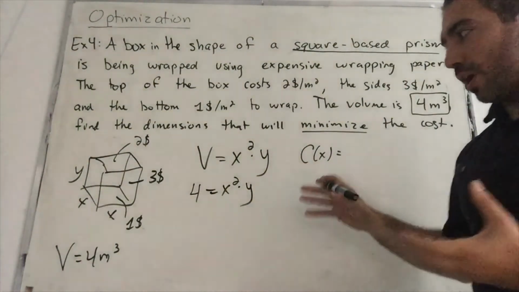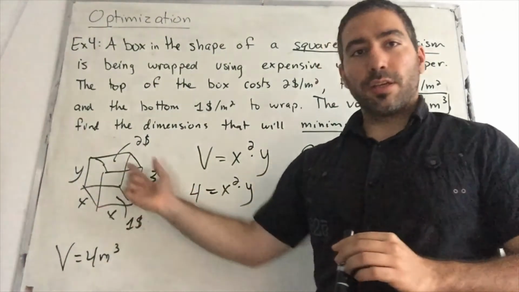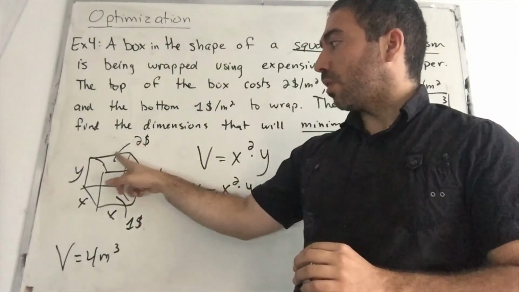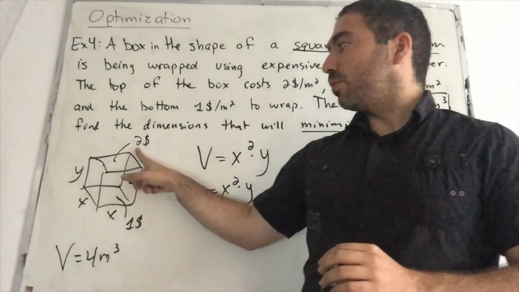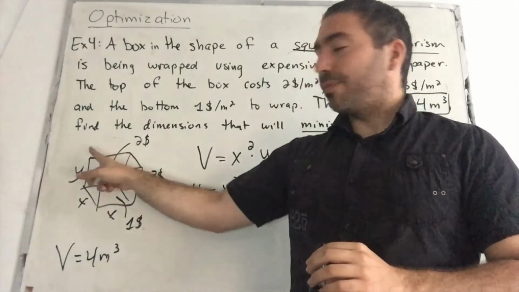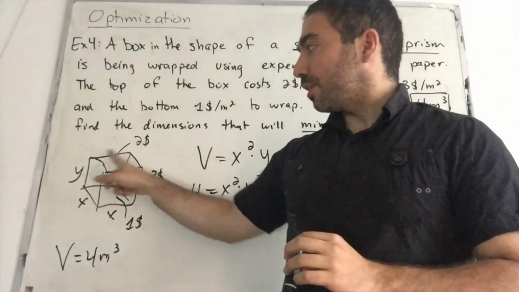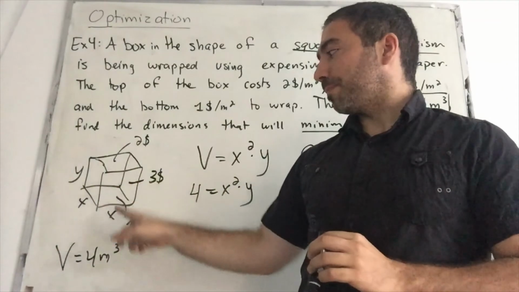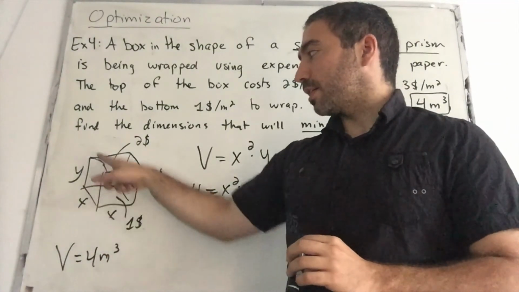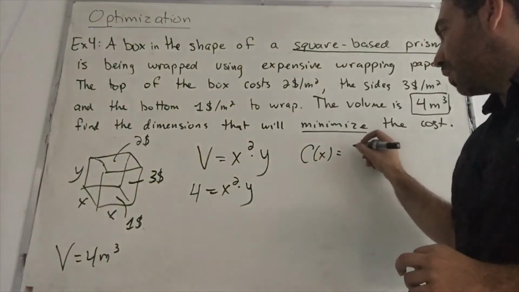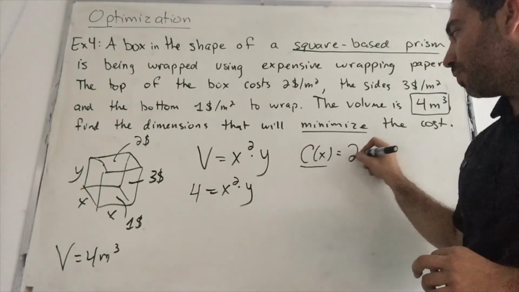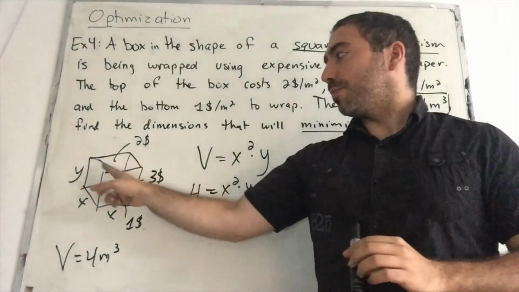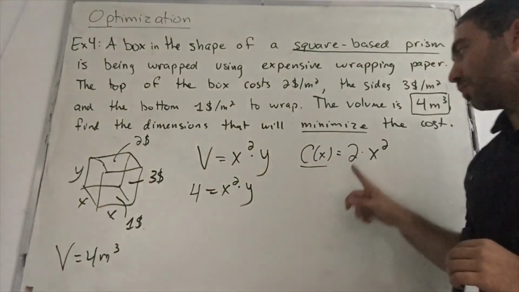But here for the cost function, how are we going to express it? Well, to figure out the cost to wrap this present, the top is going to cost us $2, but what's the area of the top? It's $2 per meter squared. We're essentially finding the surface area of the shape. So the surface area of the top of the shape here is going to be x times x. If the bottom's x, this is x. If this side is x, this is x. So the top is x squared. But since we want the cost, it's 2 times x squared. Whatever the area is here, you're multiplying it by $2. So 2 times x squared.